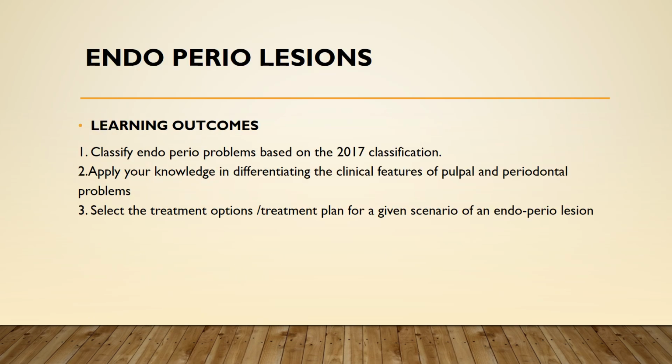So coming to the next important topic, Endo Perio lesions. We will be taking a short note on this, but the details you will study in the conservative department. The learning outcomes for Endo Perio lesions are: classify Endo Perio problems based on the 2017 classification, apply your knowledge in differentiating the clinical features of pulpal and periodontal problems, and select the treatment options or treatment plan for a given scenario of an Endo Perio lesion.